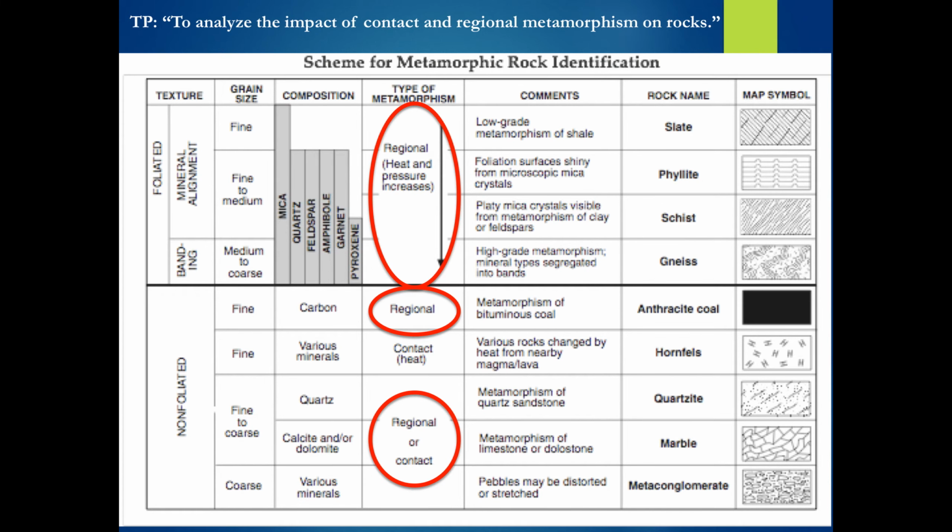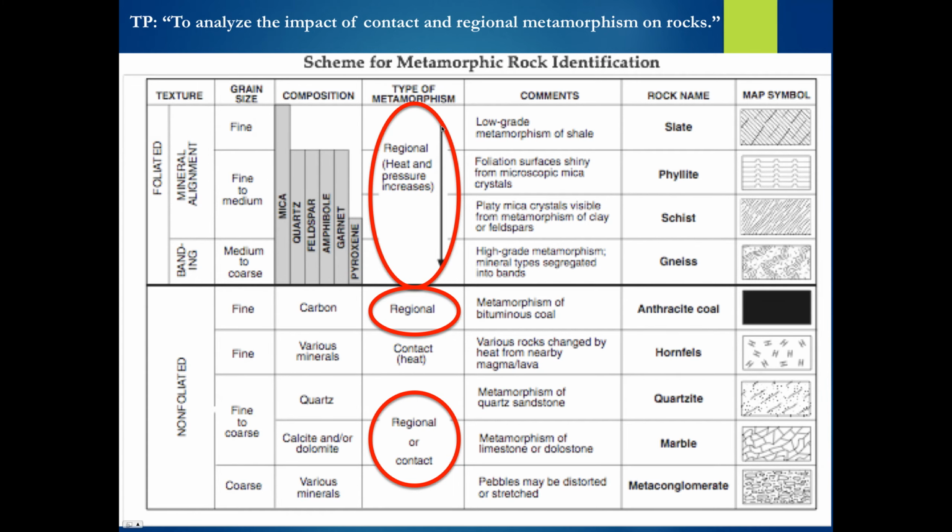Alright, so going to page 7, scheme for metamorphic rocks. We have a lot of rocks that are regional. So let's begin over here with the foliated. We have slate, and the parent or pre-existing rock of slate is shale. So if you have a shale rock layer under increased heat and pressure, shale can turn into slate.